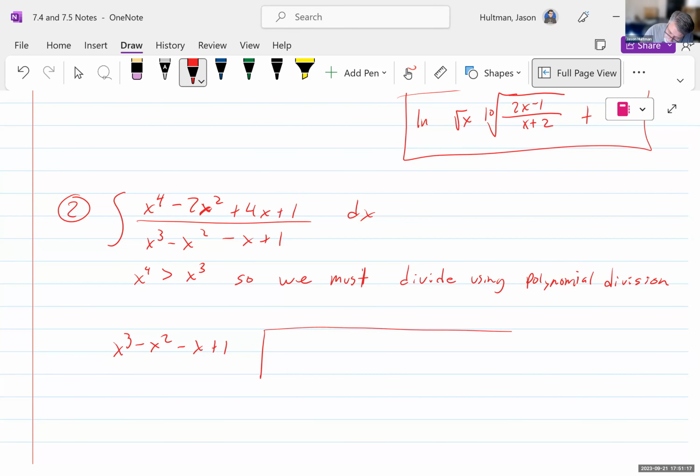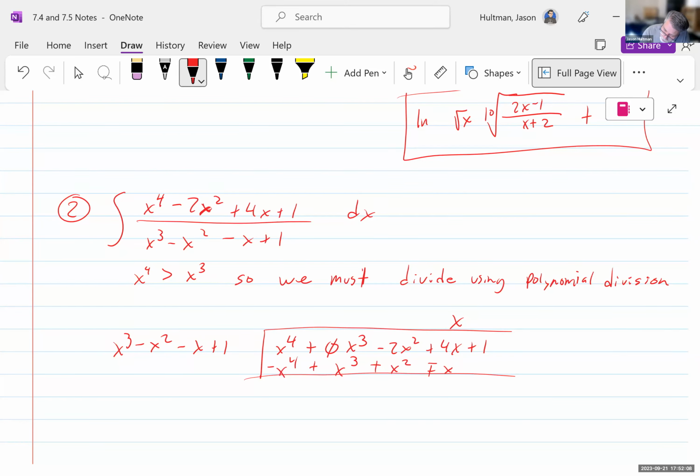Minus x cubed, minus x squared plus x, when I multiply x by the next terms. So now I change my sign and add, basically subtract, which is adding the opposite. So we add the opposite, cancel x to the 4th, and x cubed. This becomes negative x squared. This becomes 3x, and then bring down the 1.